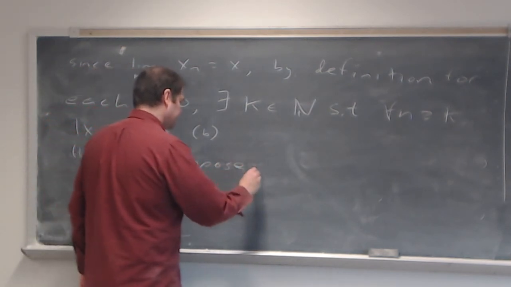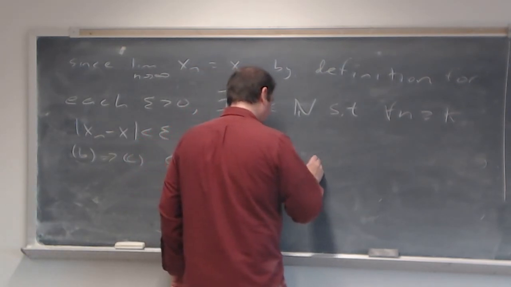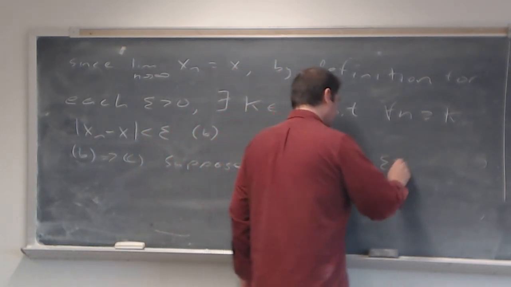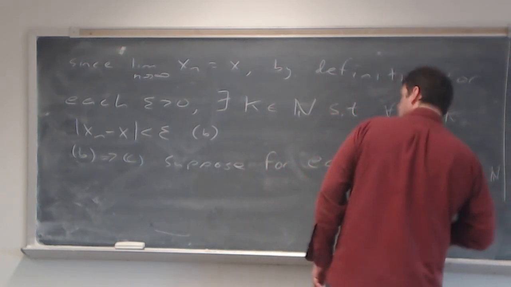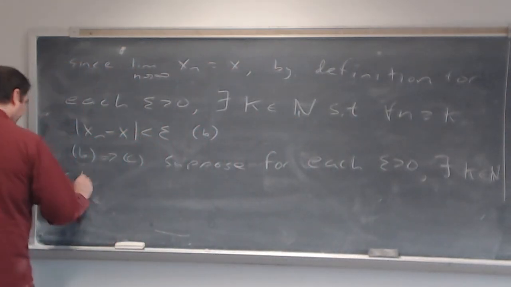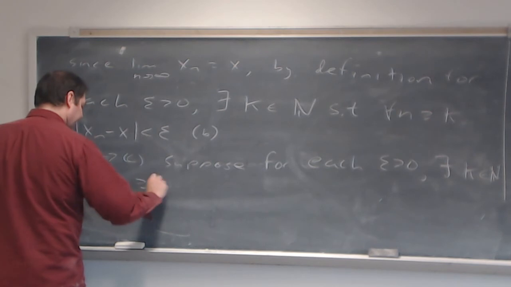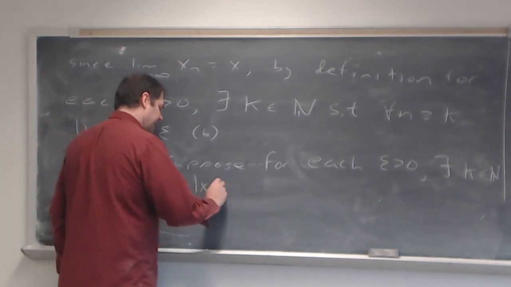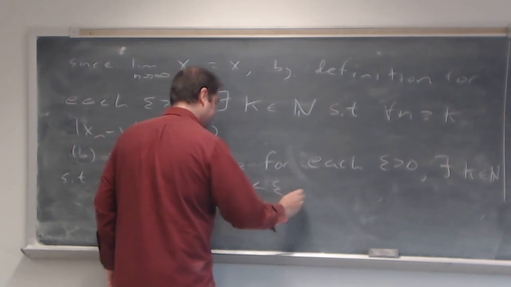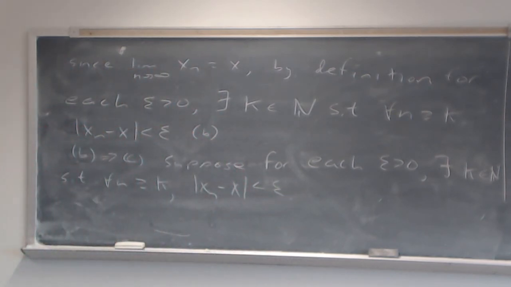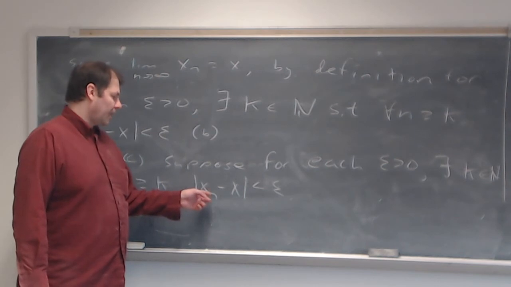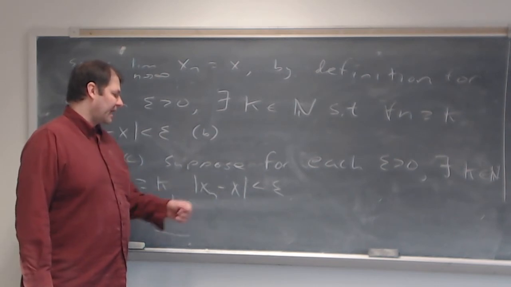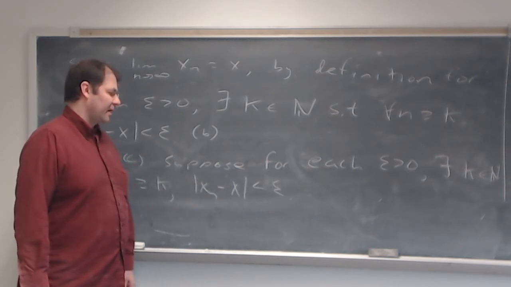Suppose, that's what we're going to assume, for each epsilon greater than 0, there exists a natural number, we're calling it k, such that for all n greater than or equal to k, the terms x sub n minus x will be less than epsilon. What we want to show is that for each epsilon greater than 0, there exists a k, such that for all n greater than or equal to k, x minus epsilon is less than x sub n, which is less than x plus epsilon.